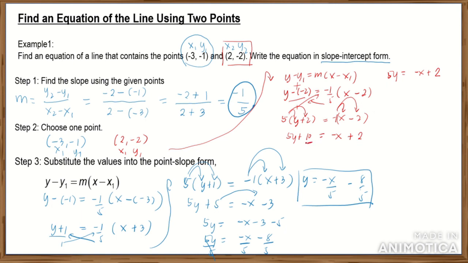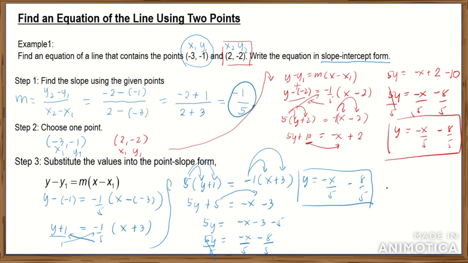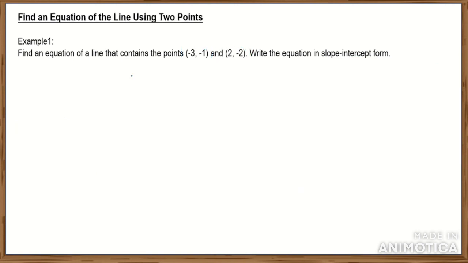And then do not forget here to transpose positive 10, so it becomes negative 10. So you have now 5y is equal to negative x, 2 minus 10 is equal to negative 8. Then dividing all terms by 5 to get y. So we have now y is equal to negative x over 5 minus 8 over 5. Notice that we arrive at the same equation. So meaning to say, we can just make use of any of the two given points to find the equation of the line.